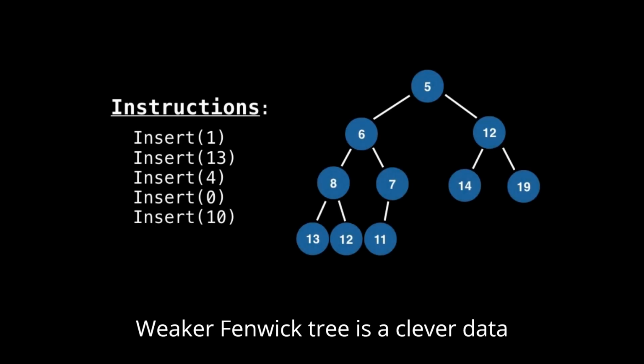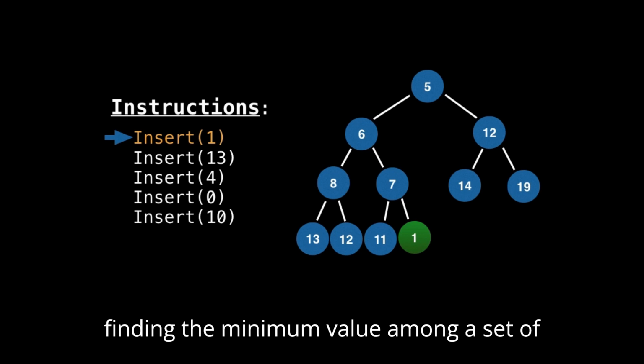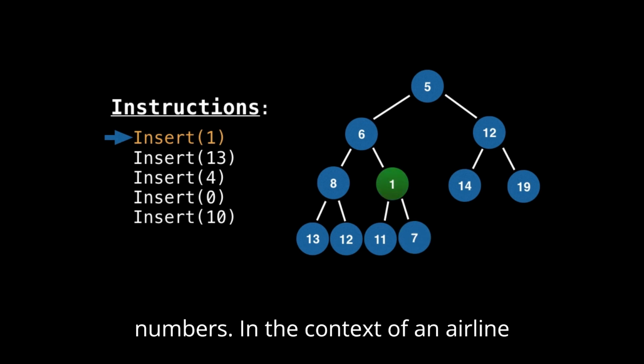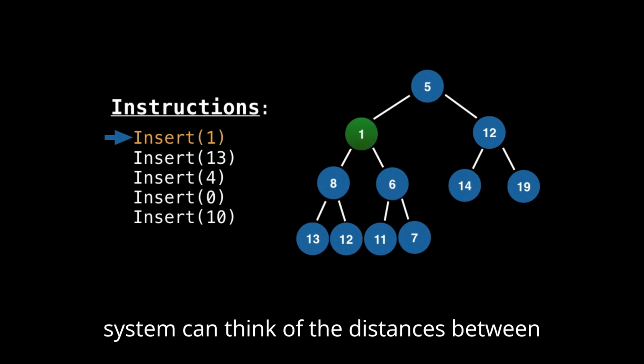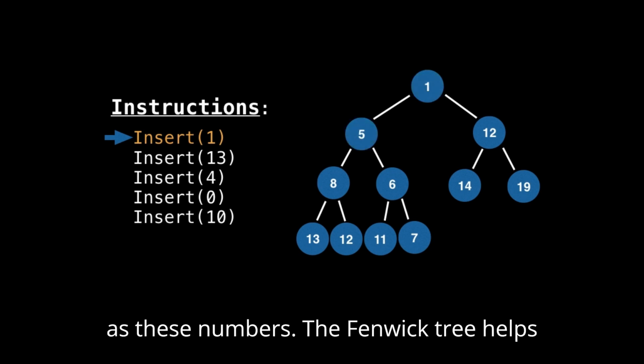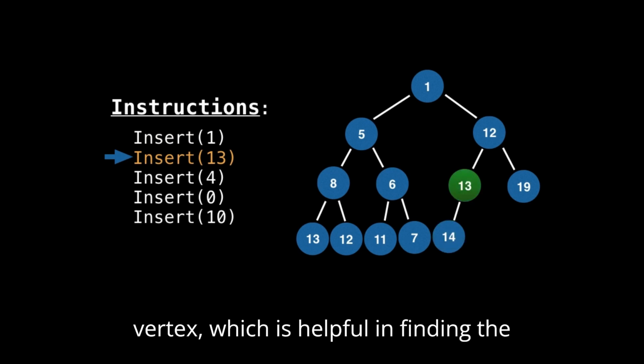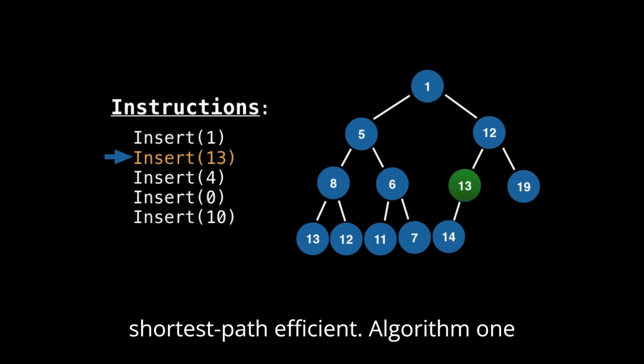Fenwick tree is a clever data structure that helps in efficiently finding the minimum value among a set of numbers. In the context of an airline system, you can think of the distances between vertices or points in the flight network as these numbers. The Fenwick tree helps in quickly finding the shortest distance encountered so far for each vertex, which is helpful in finding the shortest path efficiently.